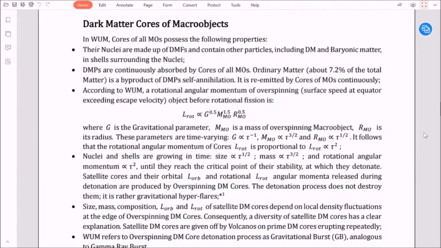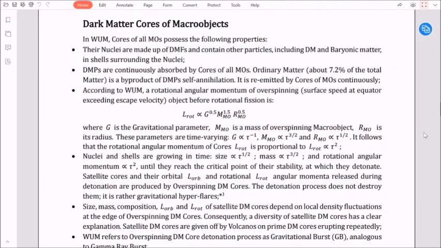According to WOM, a rotational angular momentum of an overspinning object, with surface speed at the equator exceeding escape velocity, before rotation fission is given by an equation, where g is the gravitational parameter, m is the mass of overspinning macro objects, r is its radius. These parameters are time varying. G is inversely proportional to tau, m is proportional to tau to the power 1.5, and r is proportional to the square root of tau. It follows that the rotational angular momentum of cores is proportional to tau squared.